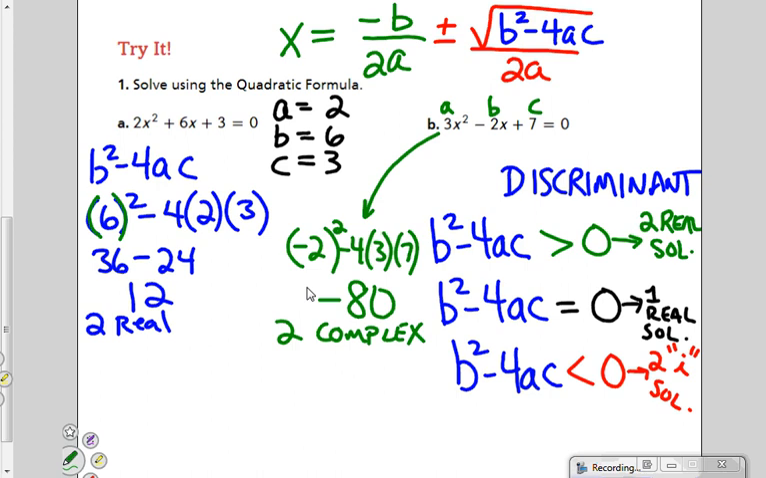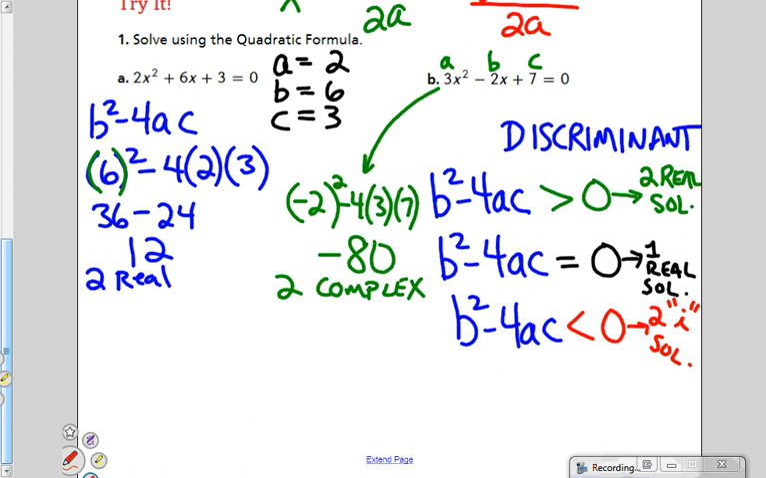Let's continue. Here we go. Let's actually find the solutions. And for that, we go back to the quadratic formula. We need negative b over 2a plus and minus the square root of, what did we pre-calculate? What's that part called? The discriminant, 12 over 2a.